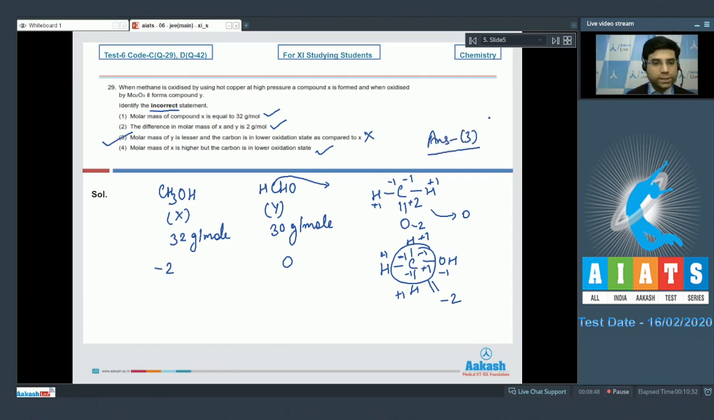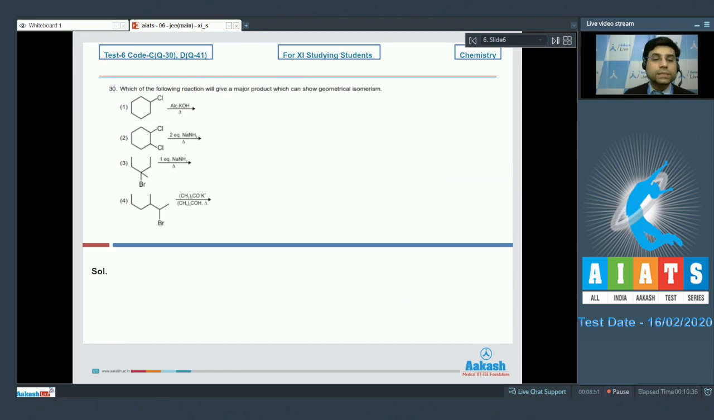Now let's move to the next question. This is the next question we have. It says, which of the following reactions will give a major product which can show geometrical isomerism? Here we have chlorocyclohexane with alcoholic KOH. It will give you cyclohexene. Here we have two equivalents of NaNH2. Here we have cyclohexadiene in this case.